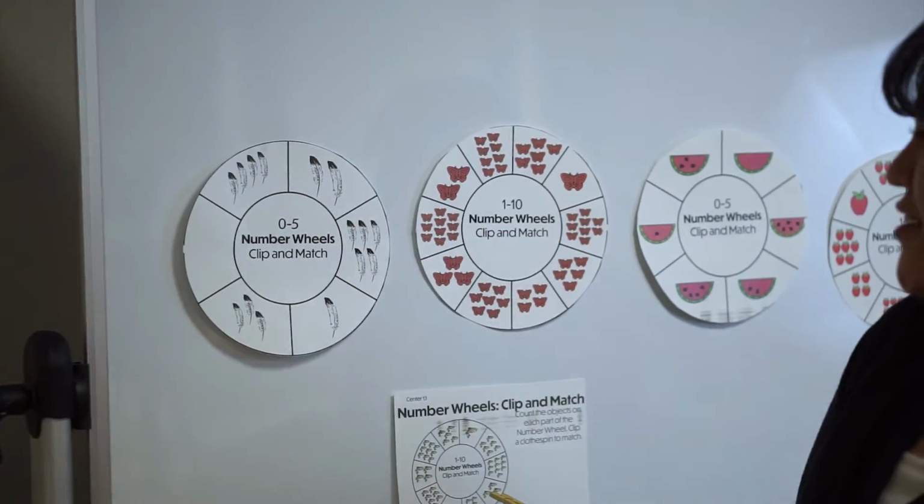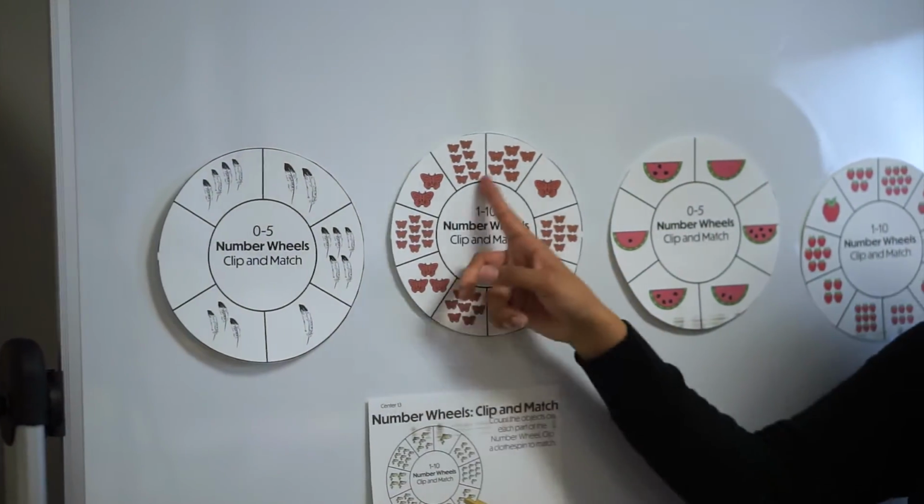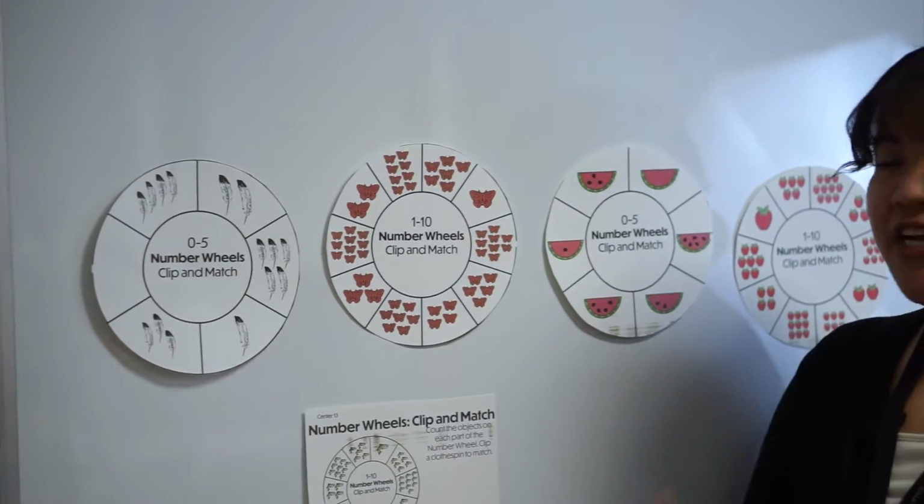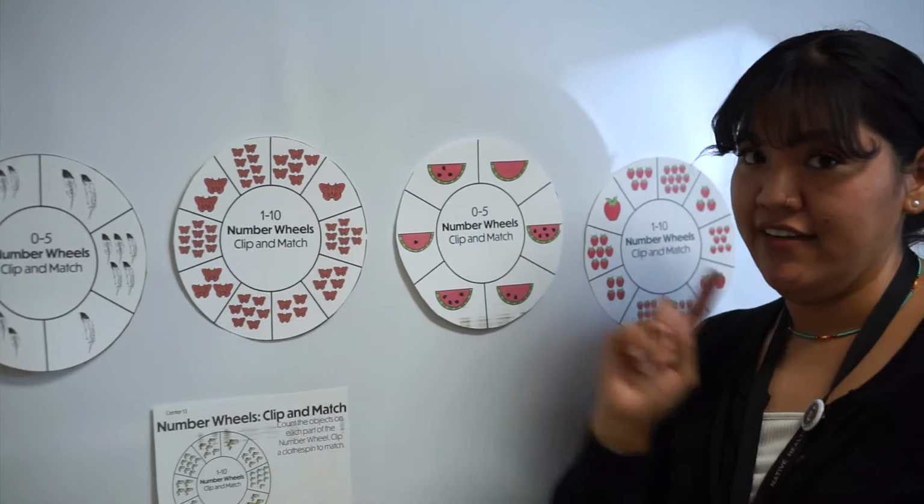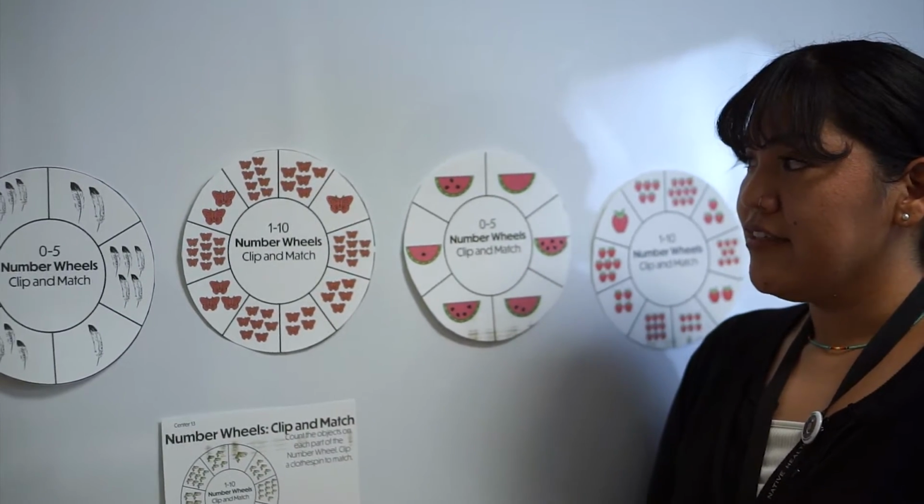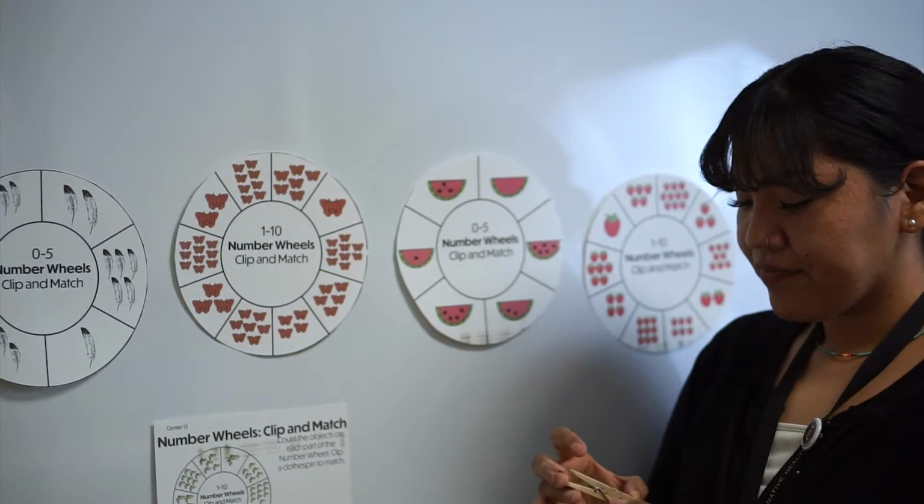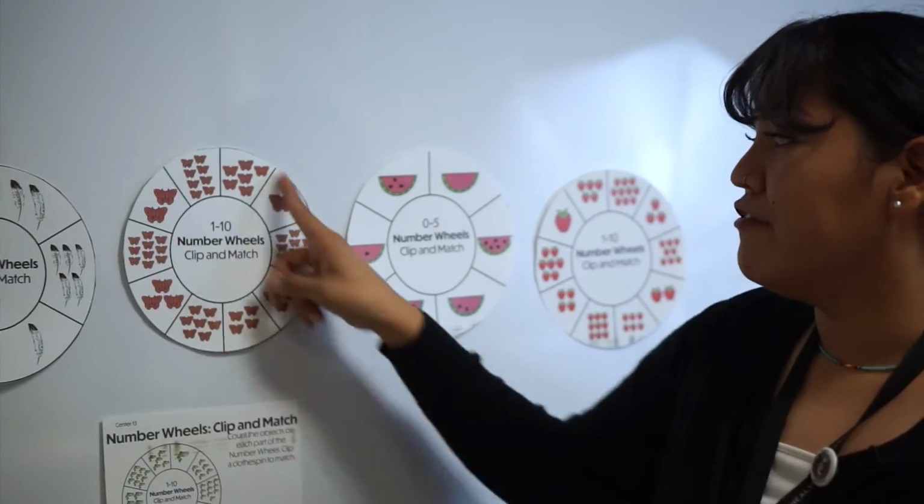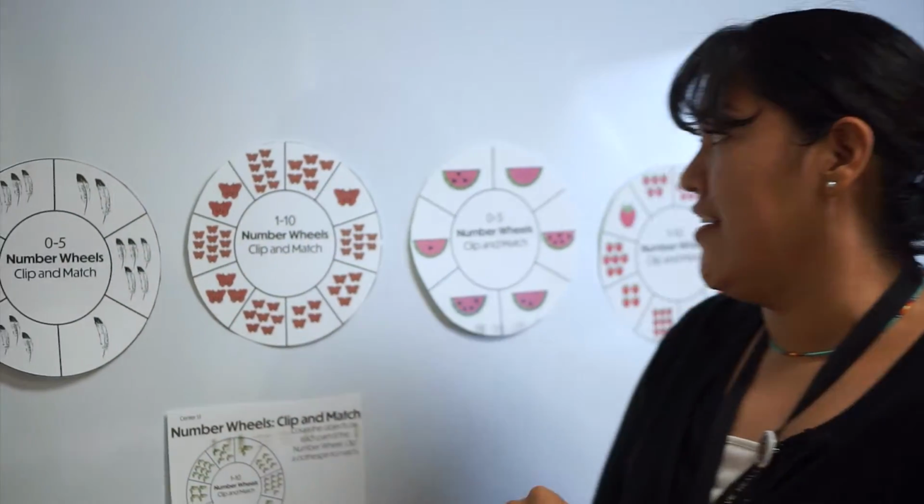Okay, all right, let's go to this one, the butterfly one. So this one's 0 to 10. We did 0 to 5. Now we're going to be moving up to 0 to 10. All right, so we're still doing the numbers. So let's pick a clothespin, and I picked 9. So let's count the butterflies in the columns, and let's find 9.